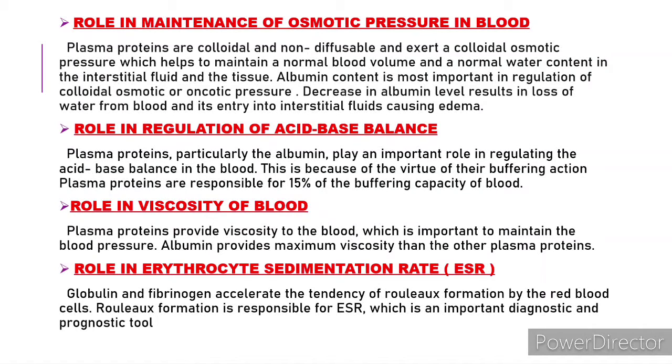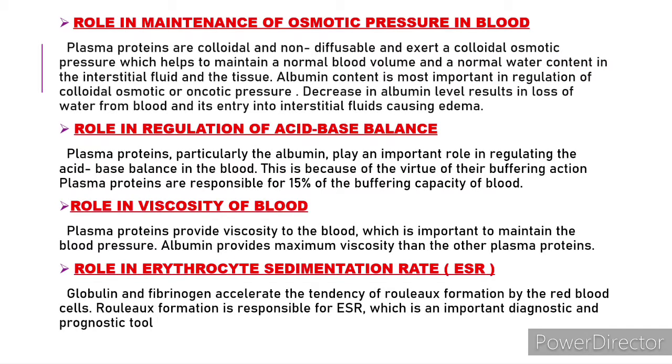Next point is role in regulation of acid-base balance. Plasma proteins, particularly albumin, play an important role in regulating the acid-base balance in the blood. This is by virtue of their buffering action. The plasma proteins are responsible for 15% of the buffering capacity of the blood.